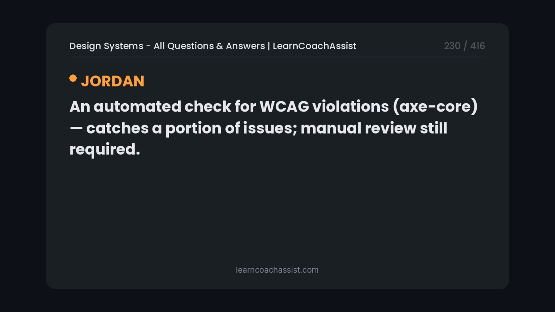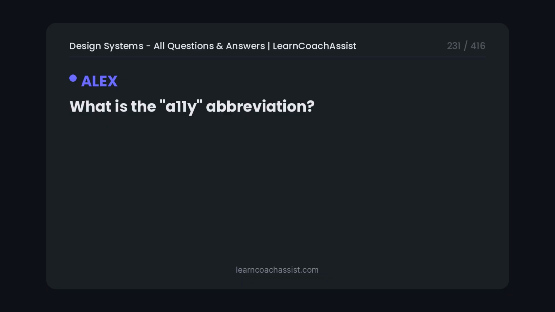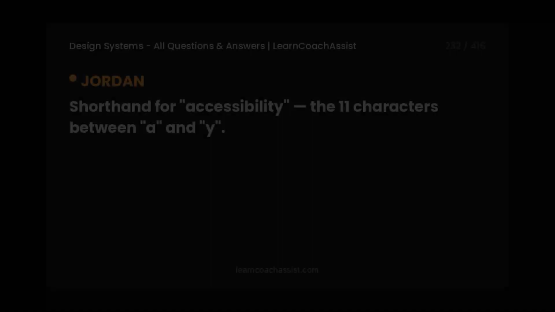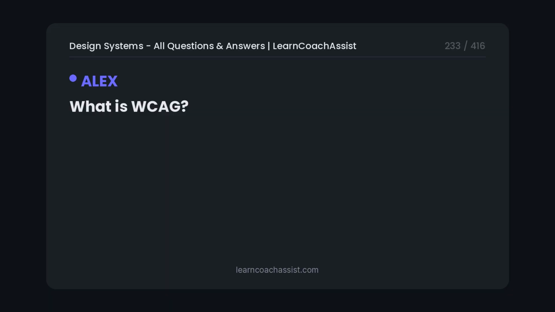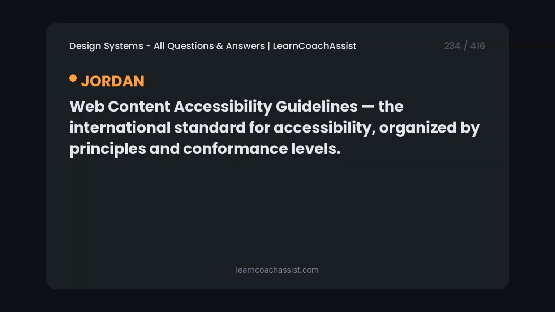What is accessibility test? An automated check for WCAG violations, axe-core, catches a portion of issues, manual review still required. What is the A11Y abbreviation? Shorthand for accessibility, the 11 characters between A and Y. What is WCAG? Web Content Accessibility Guidelines, the international standard for accessibility, organized by principles and conformance levels.